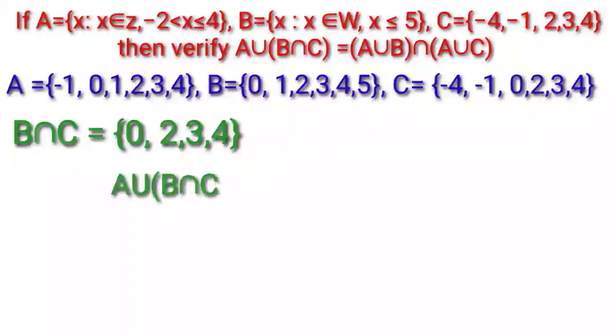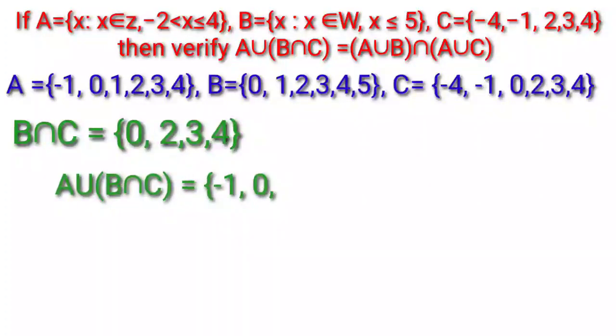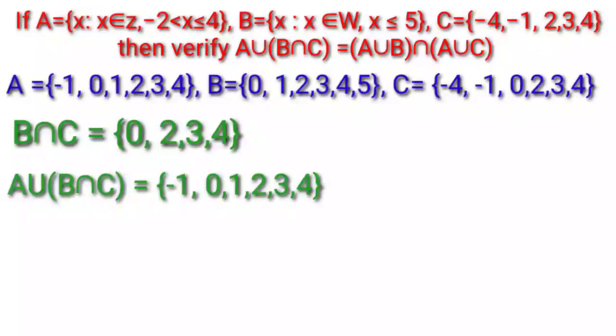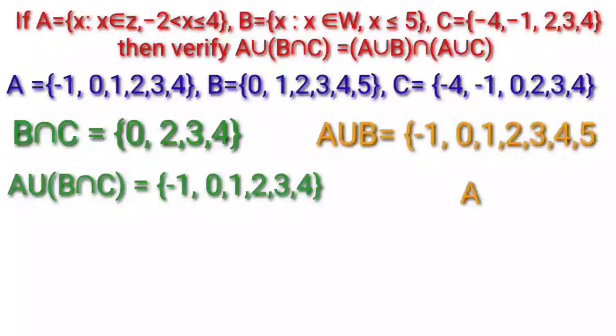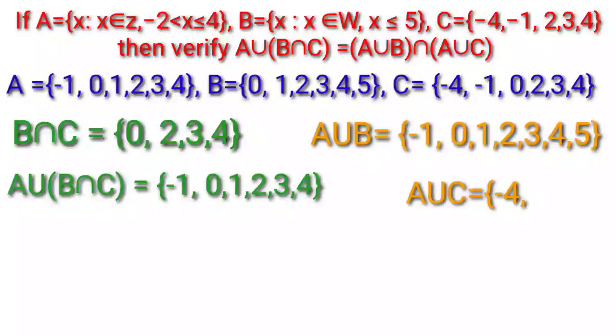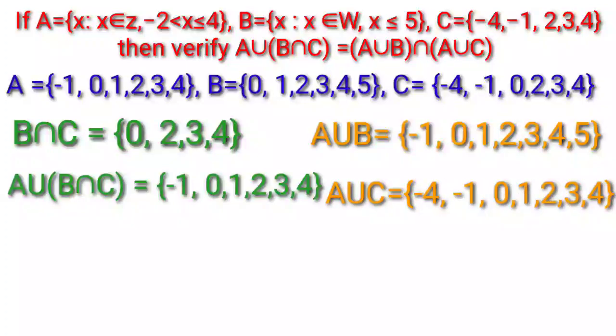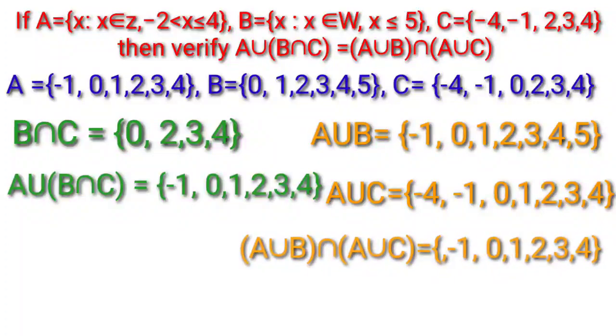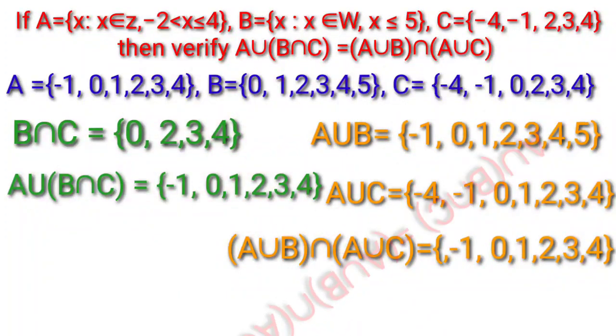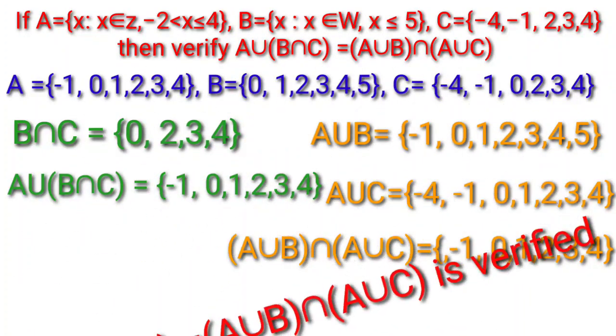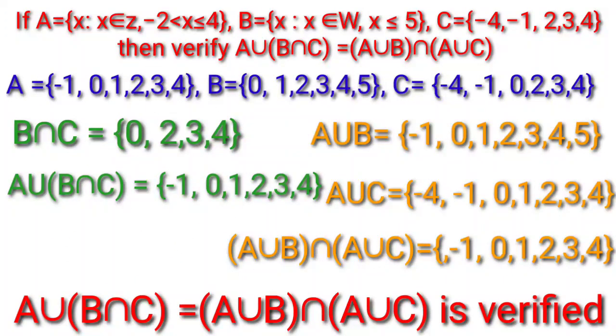Then the union of this set with A gives -1, 0, 1, 2, 3 and 4. On the right hand side, first you have to find A union B, which gives -1, 0, 1, 2, 3, 4 and 5. Then A union C gives -4, -1, 0, 1, 2, 3 and 4. Then the intersection of these two sets gives -1, 0, 1, 2, 3 and 4. Now we observe that the left hand side and the right hand side are equal. Now we have verified the above distributive property.